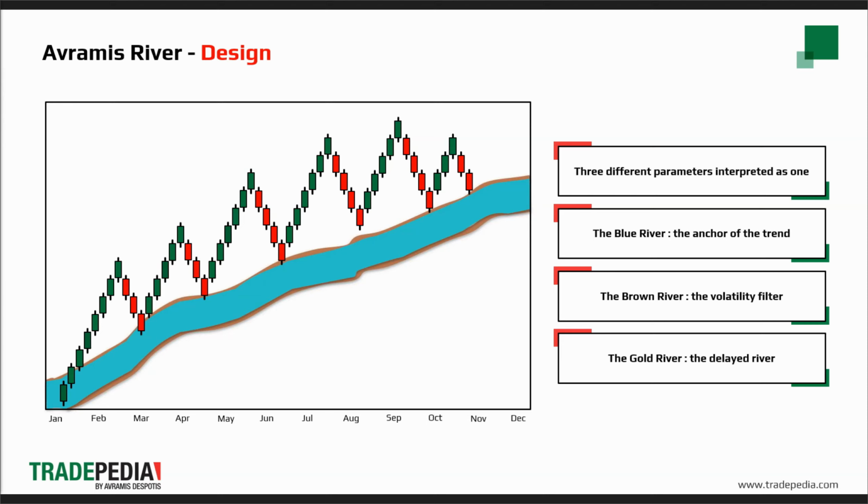So what does the volatility filter mean? The volatility filter means that this is probably any form of big movement. Any form of big movement will go below our blue river and then probably do a slight reversal.